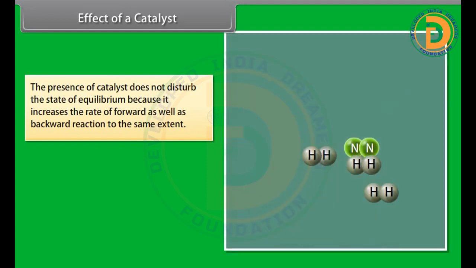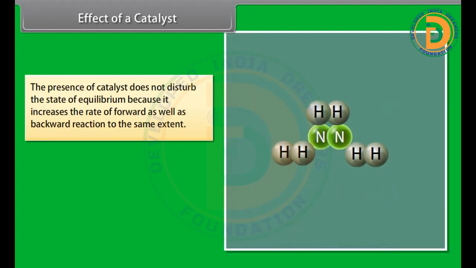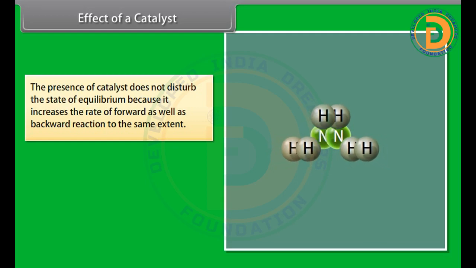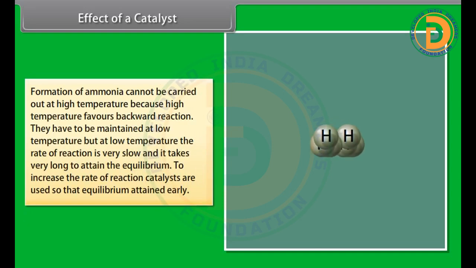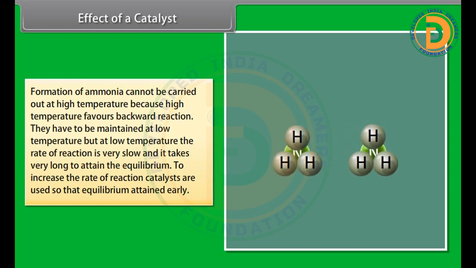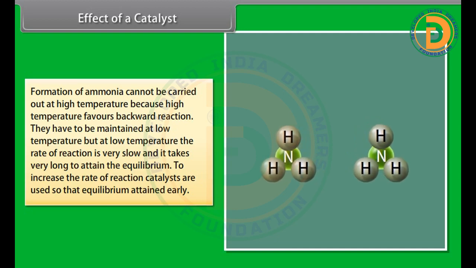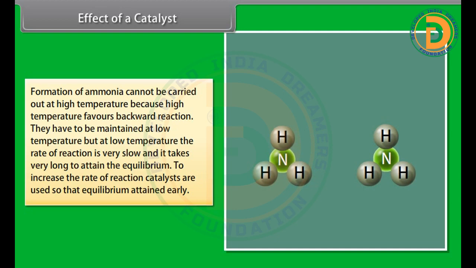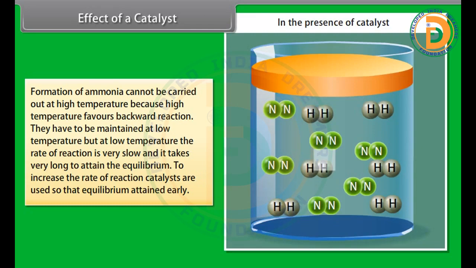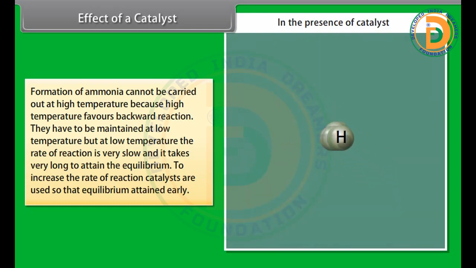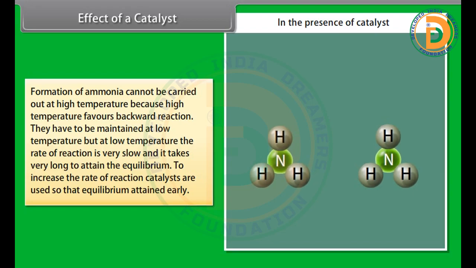Effect of a catalyst. The presence of a catalyst does not disturb the state of equilibrium because it increases the rate of forward as well as backward reaction to the same extent. The reaction of formation of ammonia cannot be carried out at high temperature because high temperature favors the backward reaction. It has to be maintained at low temperature, but at low temperature, the rate of reaction is very slow and it takes very long to attain equilibrium. To increase the rate of reaction, catalysts are used so that equilibrium is attained early.